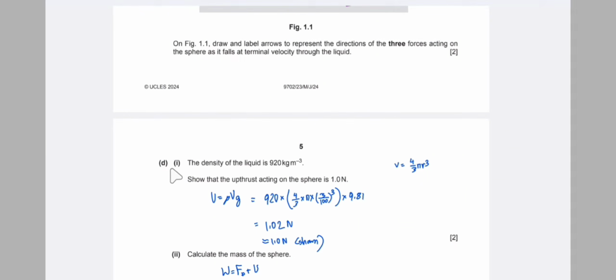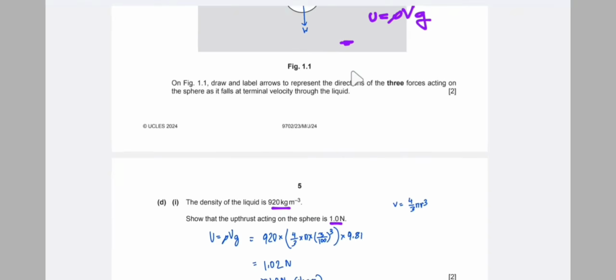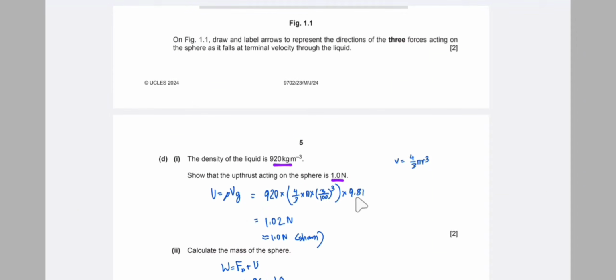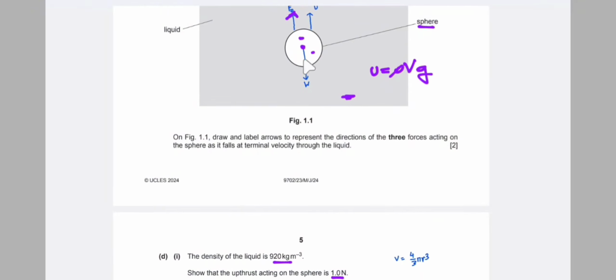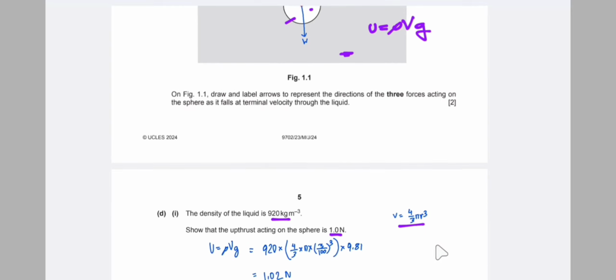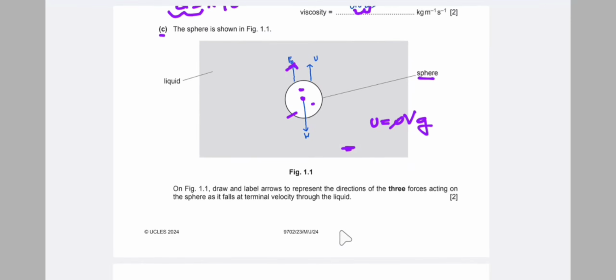Then for part D1, the density of the liquid is given. Show that the upthrust acting on the sphere is 1 Newton. So we need to find the value of upthrust. We know the formula: upthrust is equal to rho V g, where rho is the density of the liquid, V is the volume of the object, and g is the gravitational field strength, 9.81. So the density is 920, and for the volume of a sphere, we know the volume is equal to 4 by 3 pi r cube. And what is the radius?